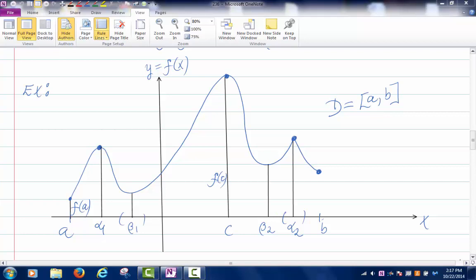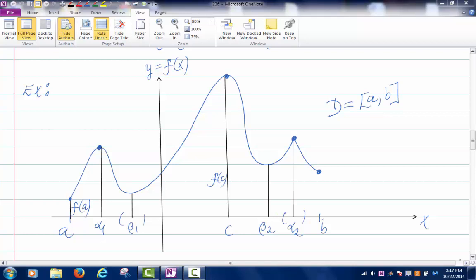What are the local minimum values? The local minimum values occur at beta 1 and beta 2, right? Beta 1 and beta 2. Local maximum values occur where? At alpha 1, at c, and at alpha 2, right? Those are the locations of local maximum values, right? Is everybody okay with that?